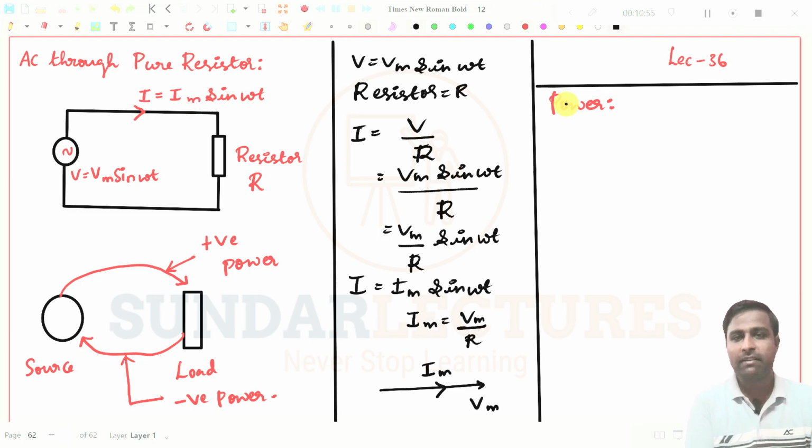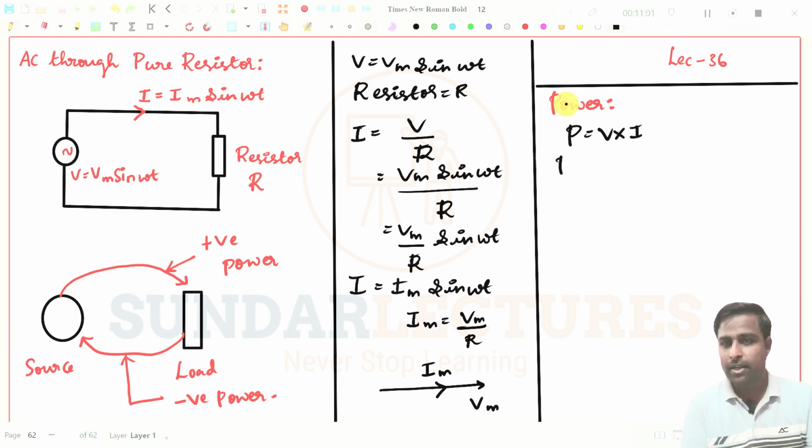See, power P is equal to V into I. We know this formula, right? So P is equal to V times I. What is V here? V will be Vm sin omega t and I will be Im sin omega t. So this will be Vm sin omega t into Im sin omega t, right?